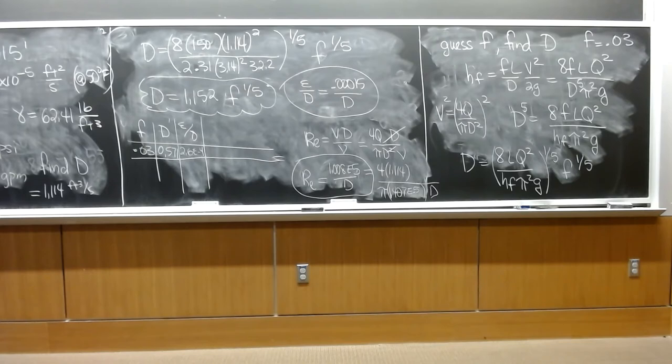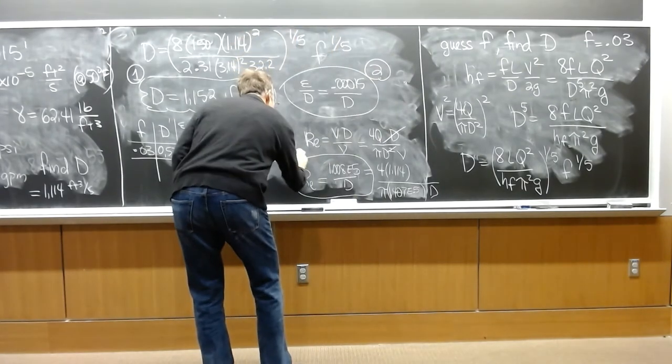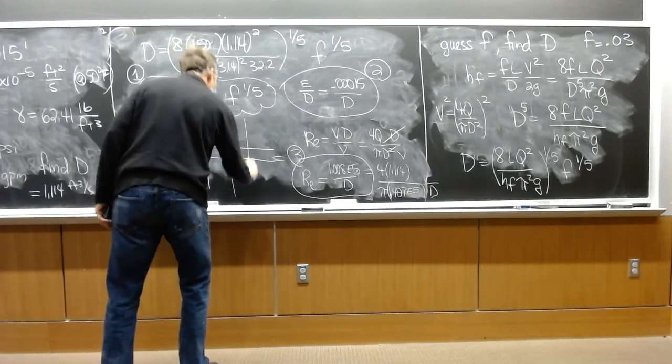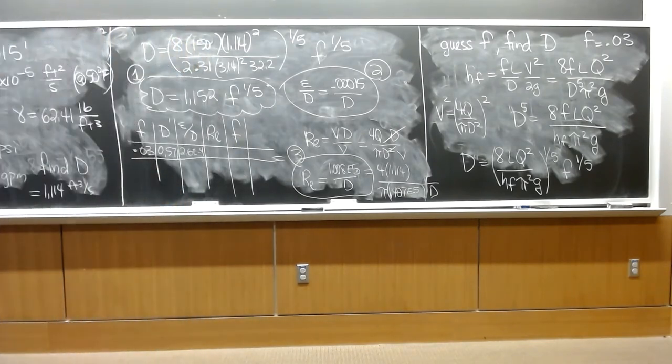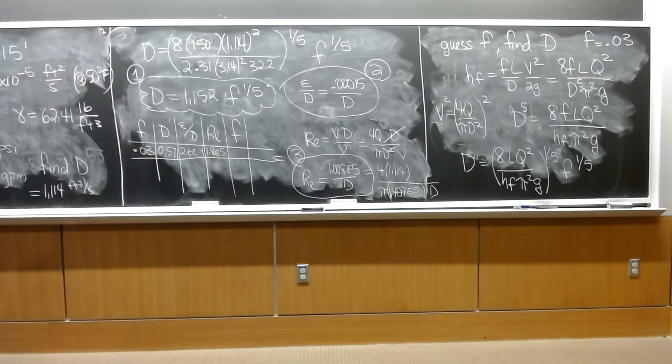And that's another equation as a function of D. So we use this equation, then that equation, that equation, and then the Moody diagram to get a new f. Our D is 0.571, and then we go to the Moody diagram from there.